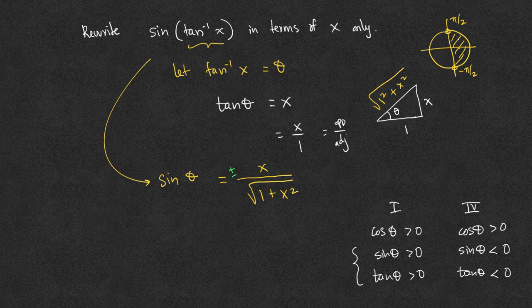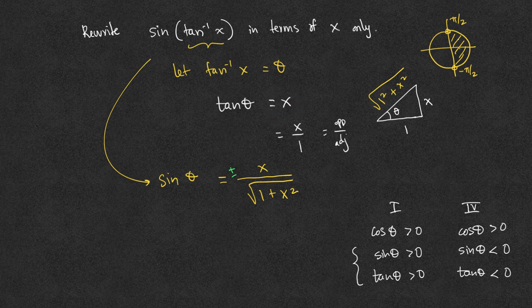If theta is in the first quadrant, then this x has to be positive. And if theta is in the fourth quadrant, then this x is a negative number. But again, x itself is a negative number, which is the signed number already. We don't assume that this x is positive.